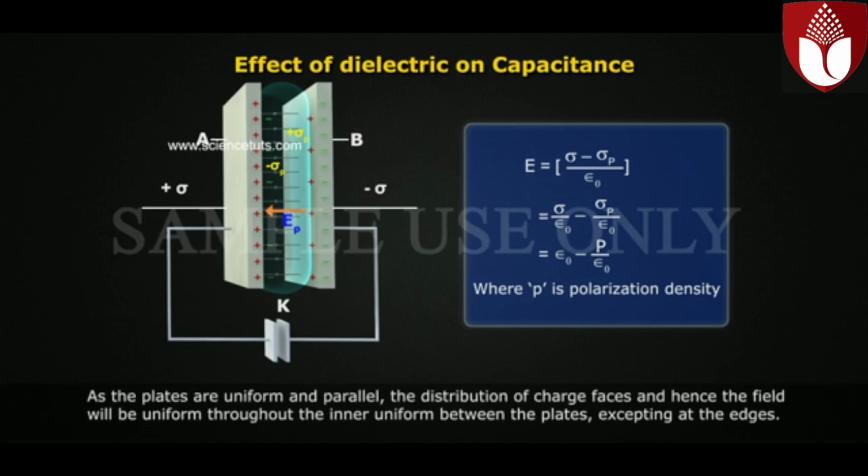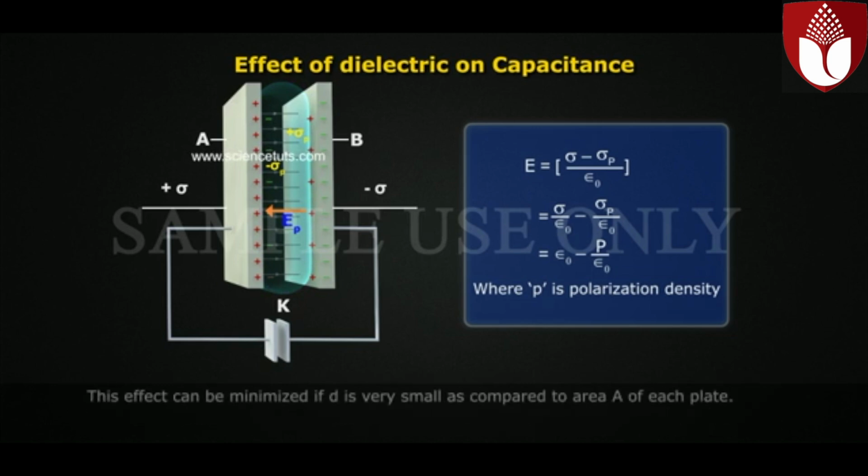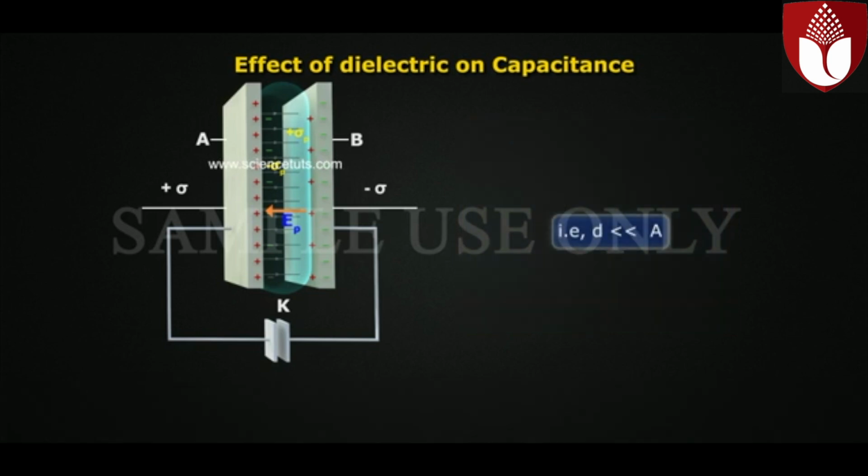As the plates are uniform and parallel, the distribution of charge on the faces, and hence the field, will be uniform throughout the region between the plates, except at the edges. This effect can be minimized if d is very small as compared to the area A of each plate, that is, d much less than A.